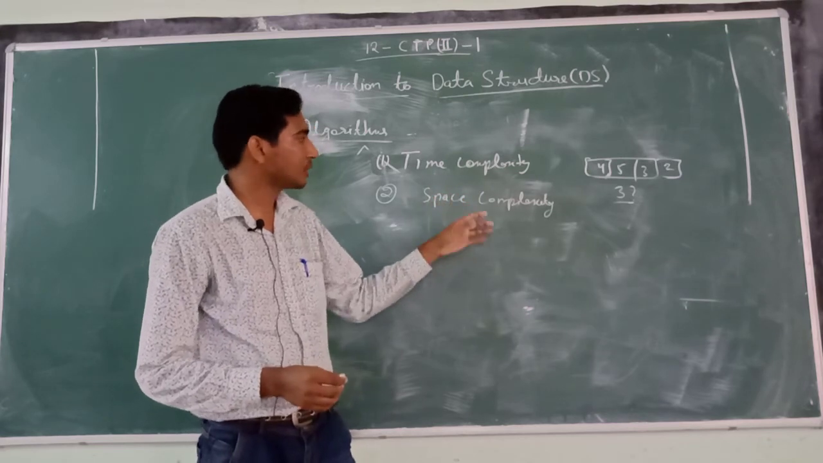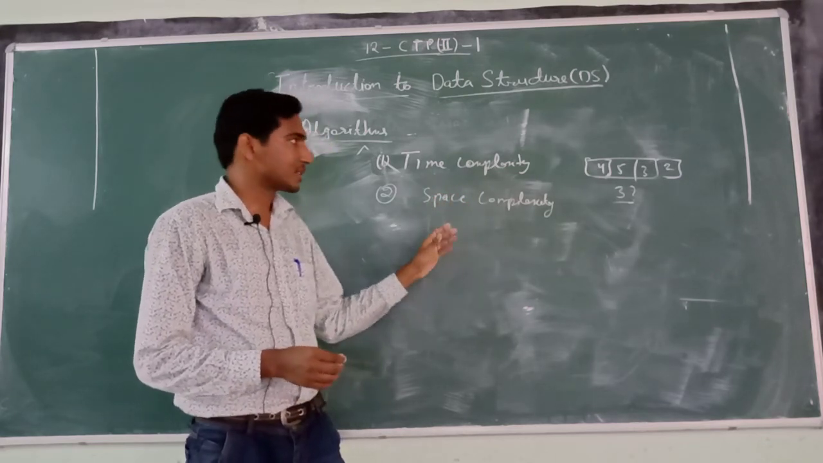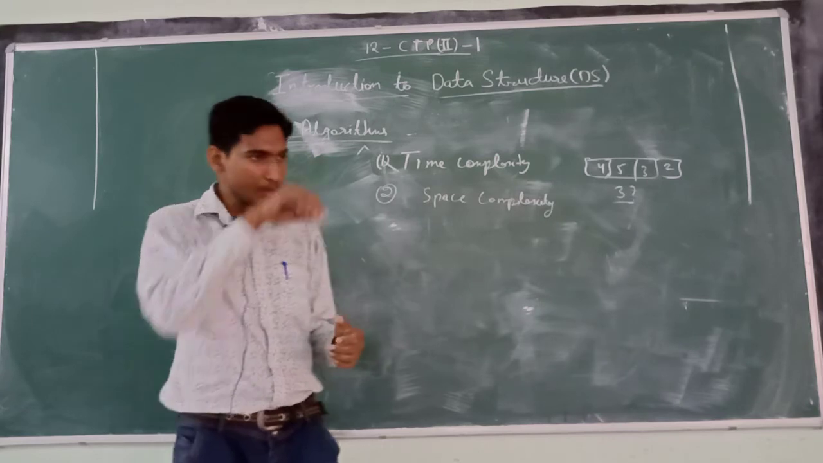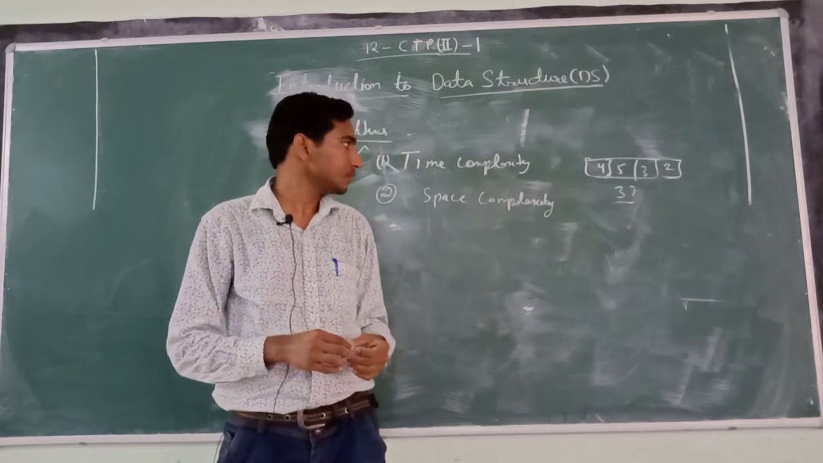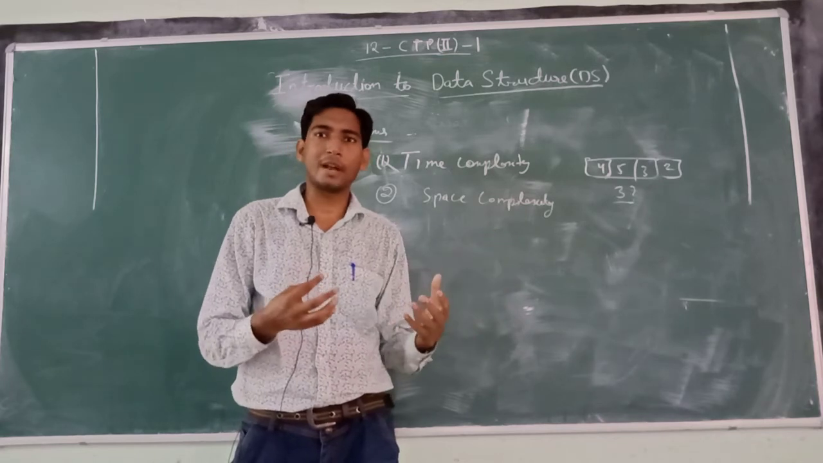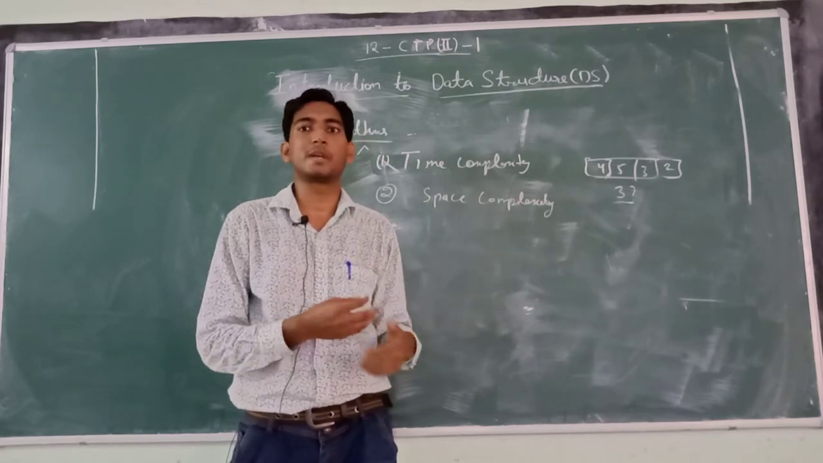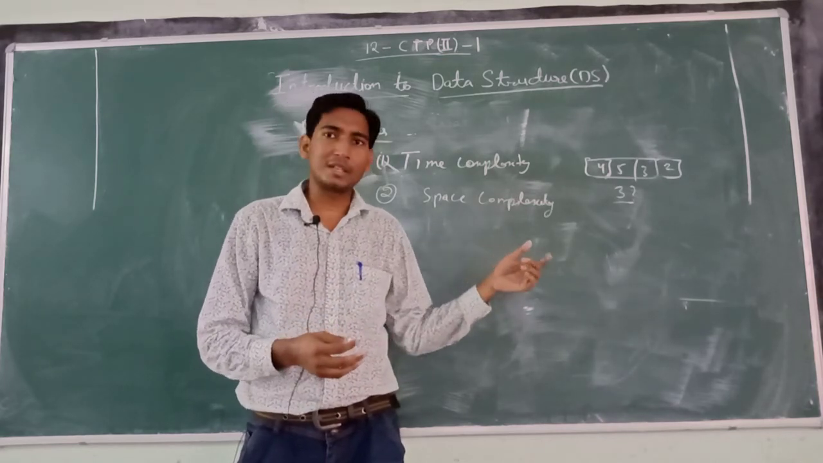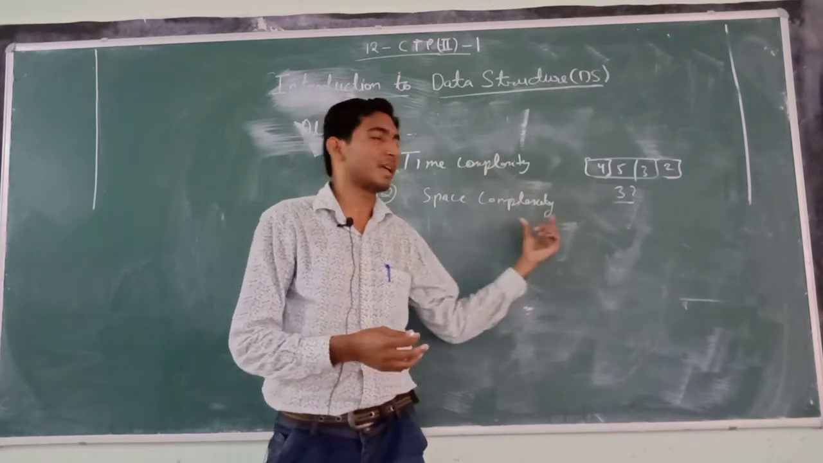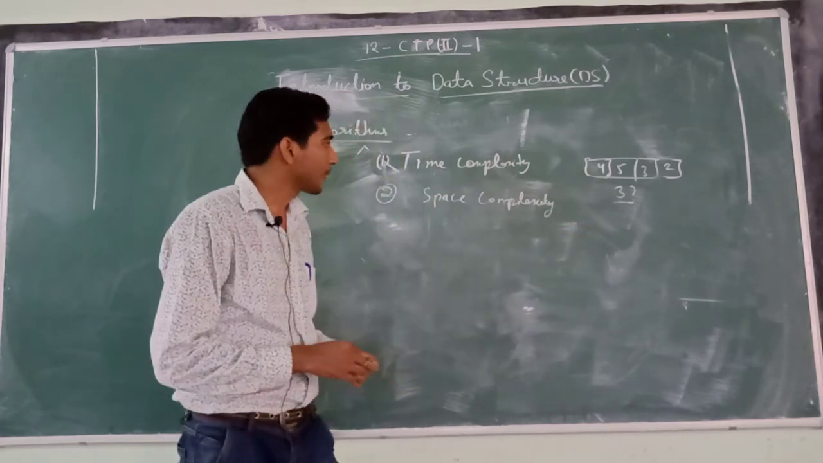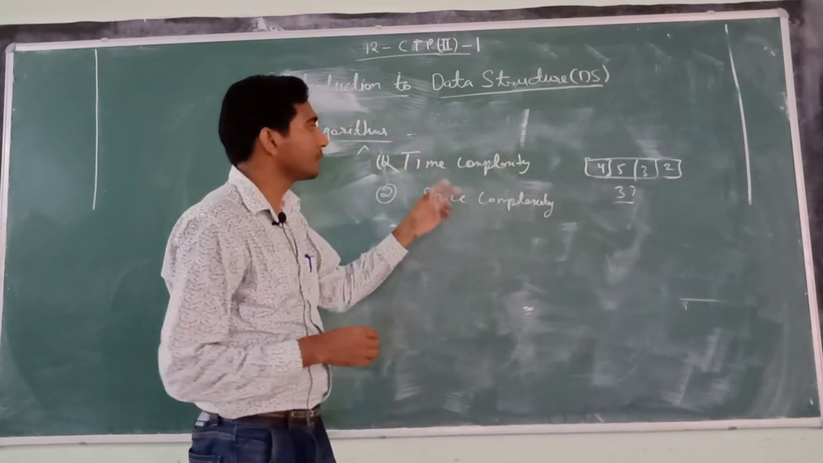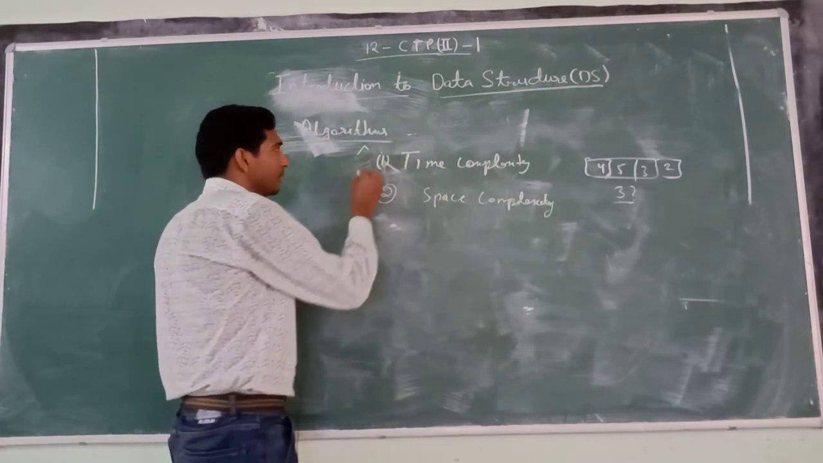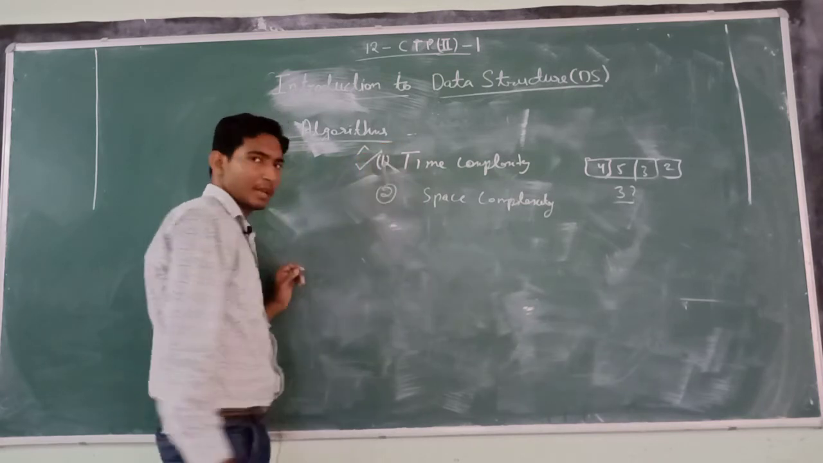And if an algorithm takes more space in memory, when a program runs in the computer's memory, RAM, then it is highly space complex. If it takes less memory in RAM, then it is less complex. This way an algorithm can be measured, and our focus will be mainly on time complexity.